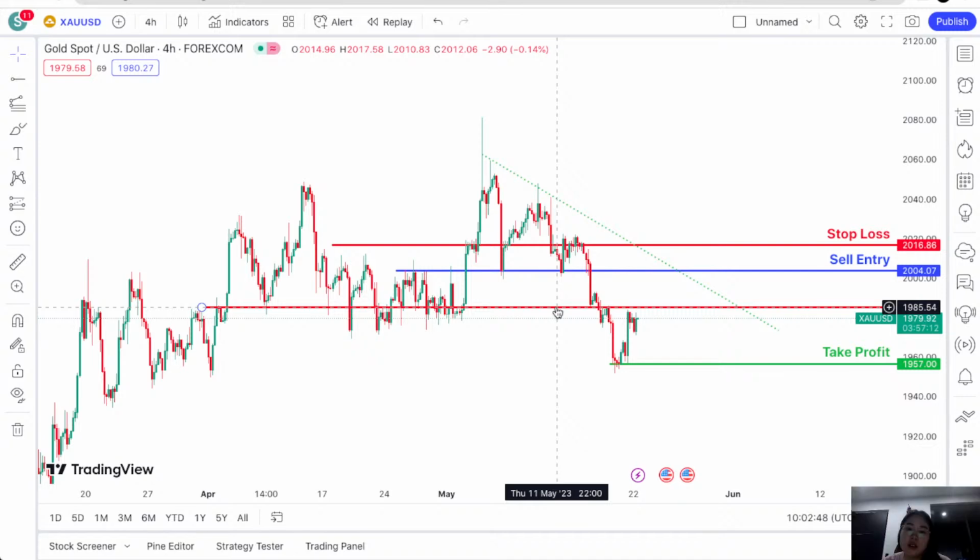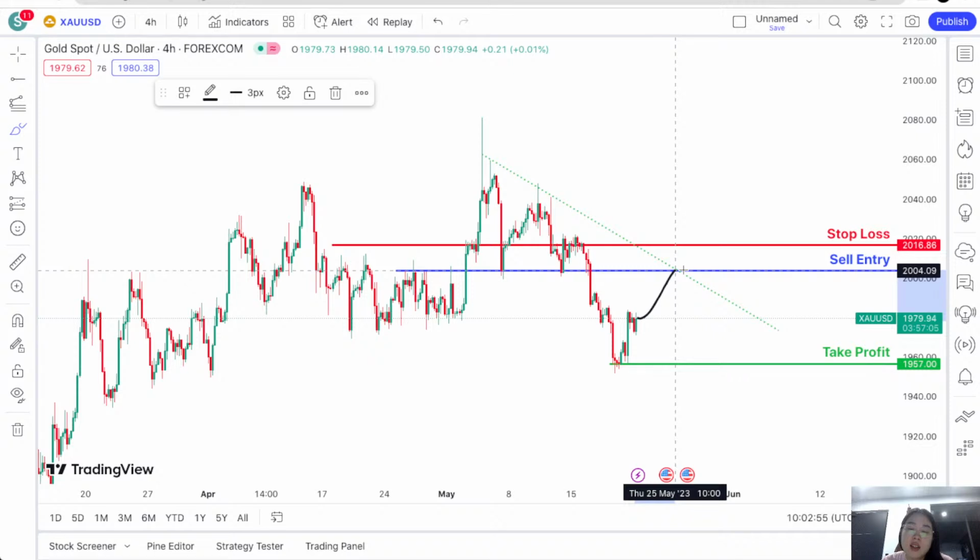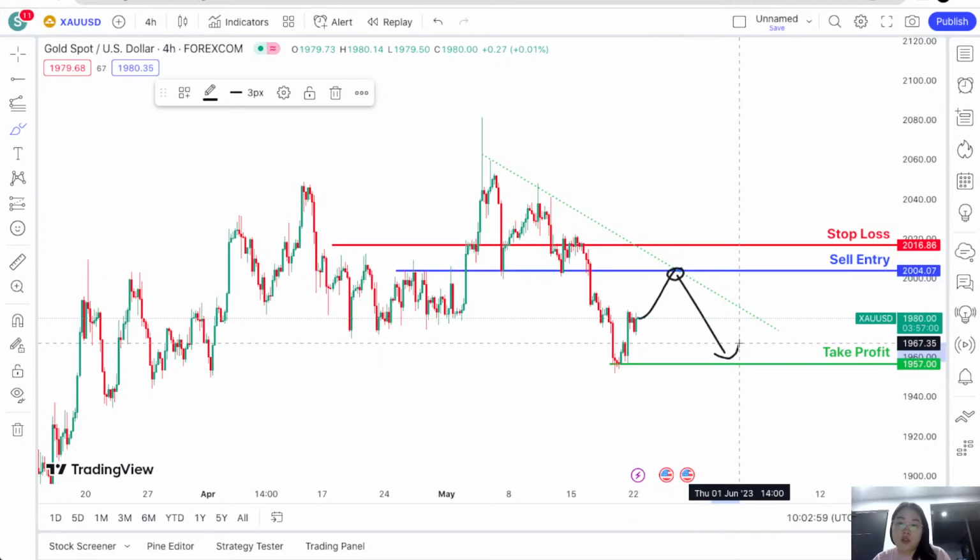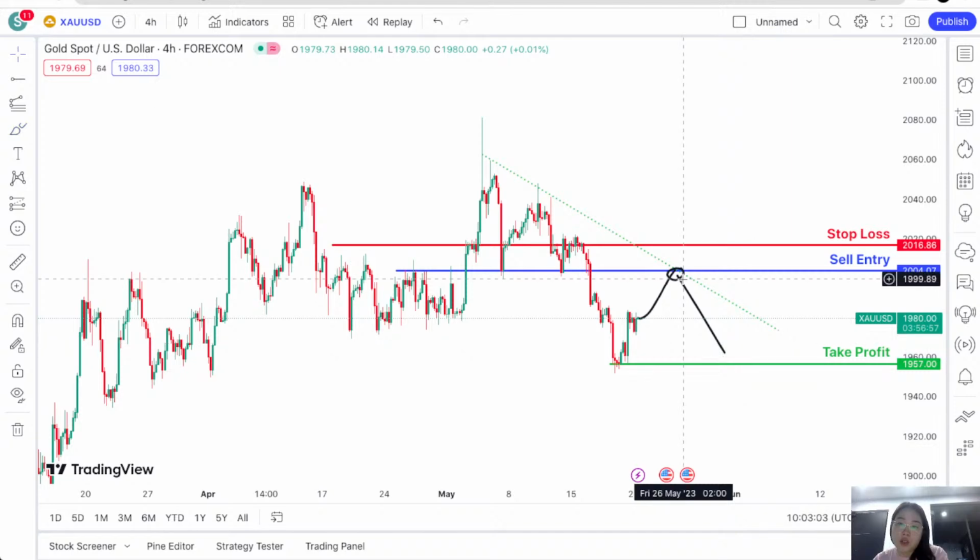So I don't think this is a good area to enter for a sell. I think price would probably try to go higher, and then from this area, I want to enter for a sell. So I'm going to run you through my train of thoughts of why I'm more confident of this sell entry than that earlier one.